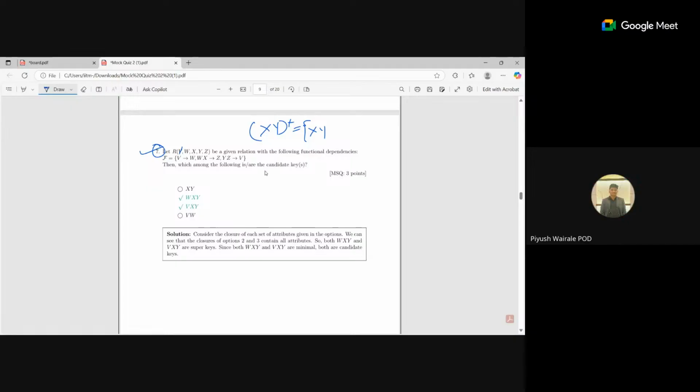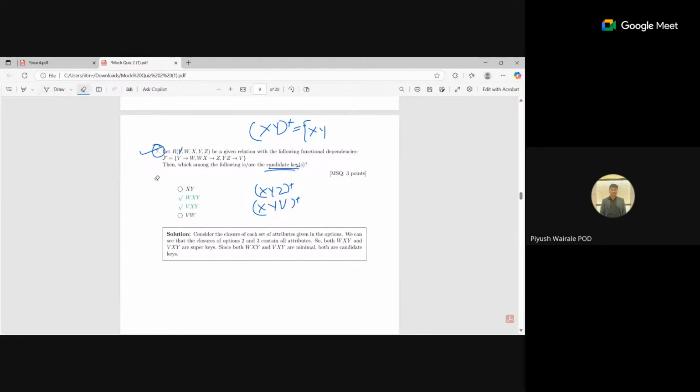Only XY. Then go with XYW, XYZ, and XYV and C, which is basically a key here. So if you take the closure, option B and C will be the correct ones here. Please remember here we are finding the number of candidate keys, not super keys.